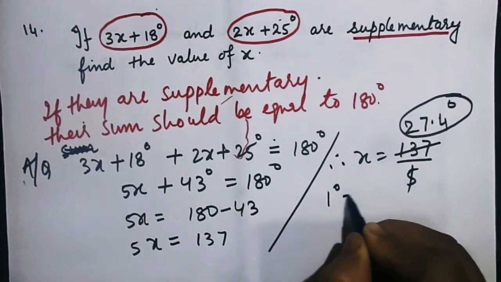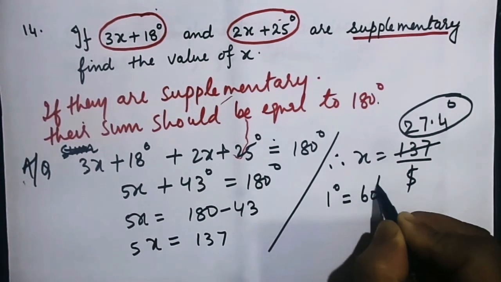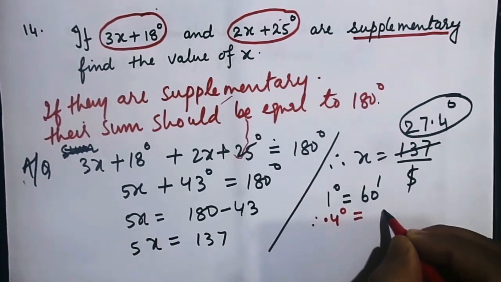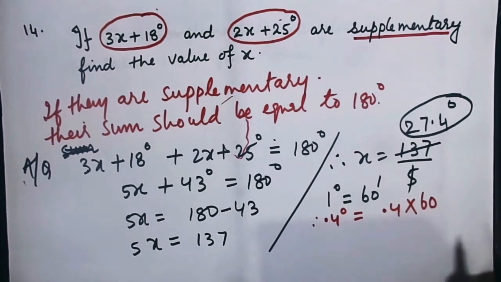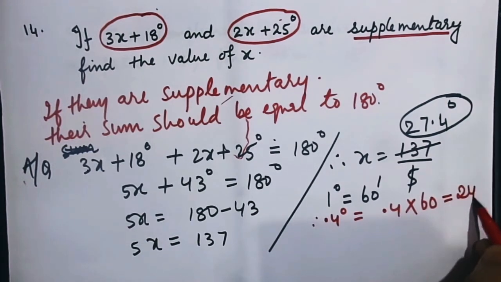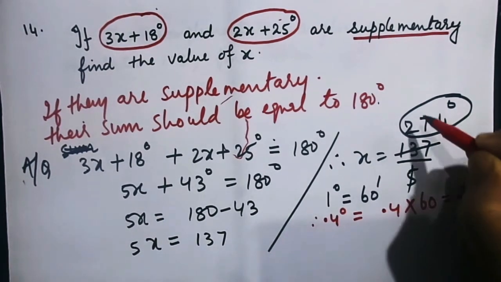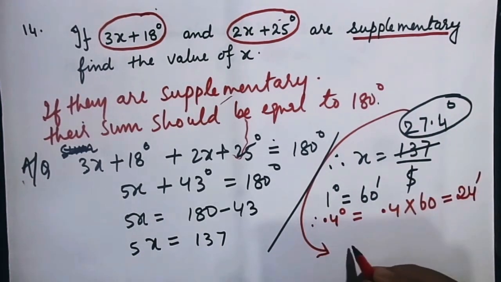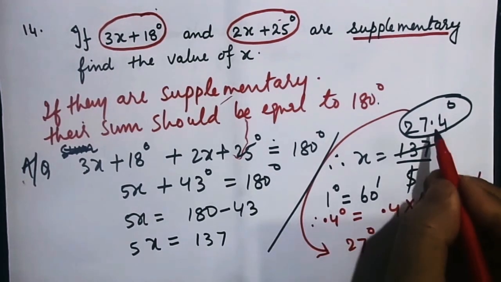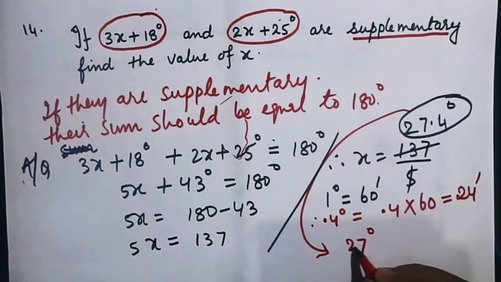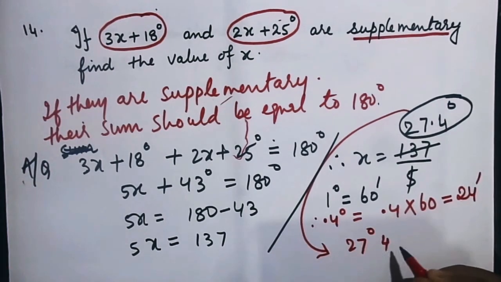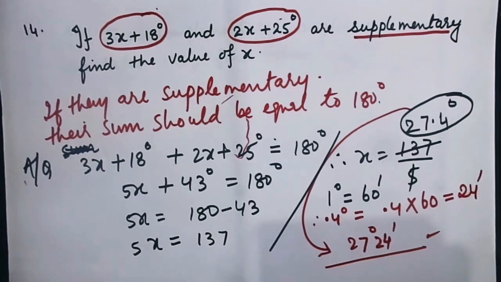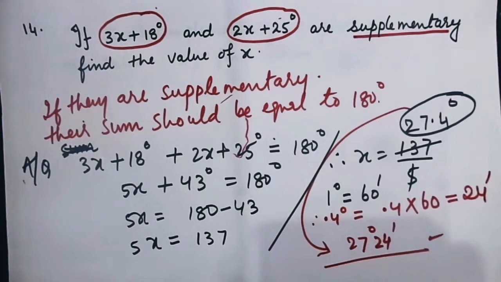Now 1 degree is equal to 60 minutes. Therefore 0.4 degree will be equal to 0.4 into 60, which is 24 minutes. So this 27.4 degree we can write as 27 degree 24 minute, as I have converted this 0.4 to minutes. I hope this is loud and clear. Few more sums and then naturally you will go to play.